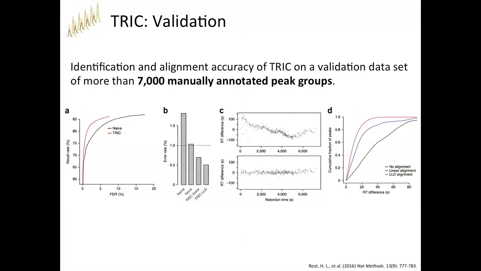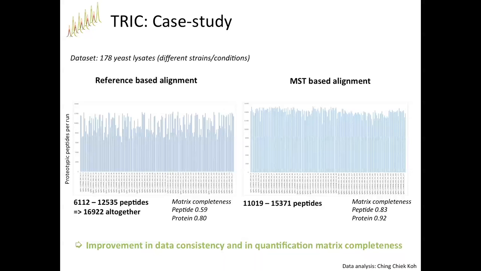So using this TRIC alignment in a larger data set of yeast cell lysates, you can see that if you do no retention time alignment, these are just the number of prototypic peptides per run, and you can see that you have very variable numbers of detections across all of the different samples, while if you use the retention time alignment, you can actually get a way better and more complete matrix of your quantifications.